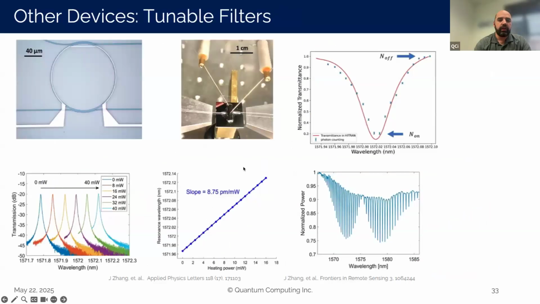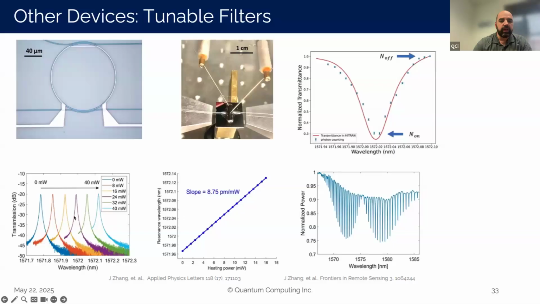Here's another device that we've built for our partners at NASA. This is a microring filter. The idea is you send light into the device, and what comes out is only light that's on resonance with the cavity. And what we're showing at the bottom left is how we're able to shift the resonance of the cavity to different wavelengths by just applying a voltage to the filter.